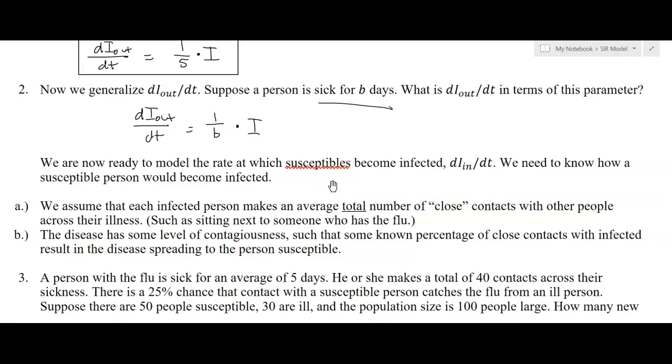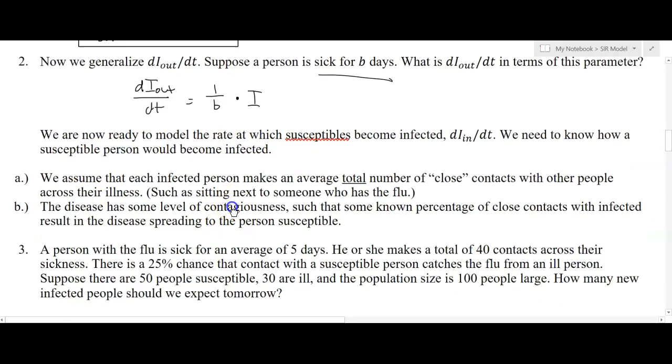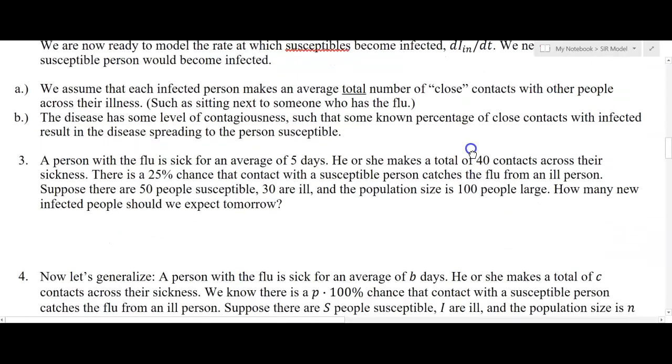Everybody's a little bit different. Some will make no contact. Some will make a lot of contact. But you've got to make an assumption. You cannot analyze individuals at the individual level. We'll also assume the disease has some level of contagiousness, such that some known percentage of close contacts with infected people result in the disease spreading to the susceptible person.